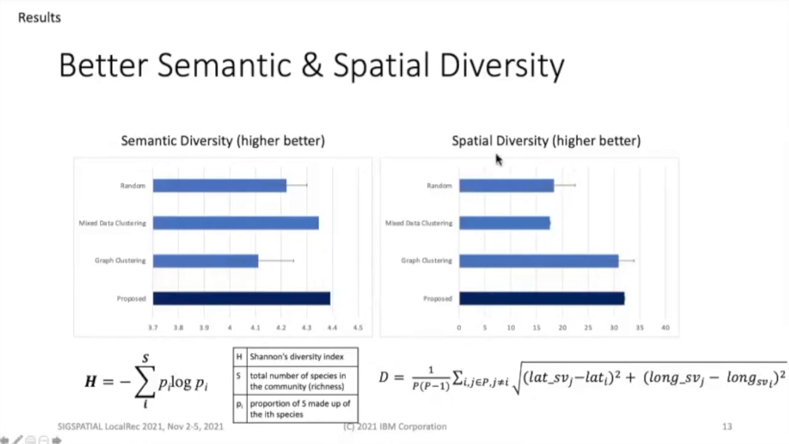So in comparing them in terms of the spectral diversity, we realize that we are once again able to achieve a spatial diversity that is actually higher than when we use just the random method, when we use the mixed data clustering, or just the graph clustering. So overall, we can show that our method is able to achieve both a higher semantic diversity as well as a higher spatial diversity, which was our desired goal.